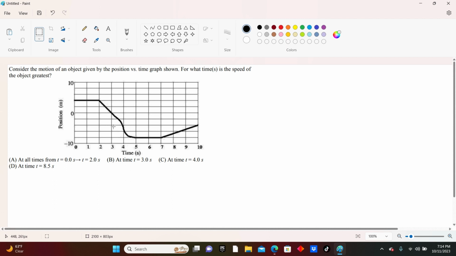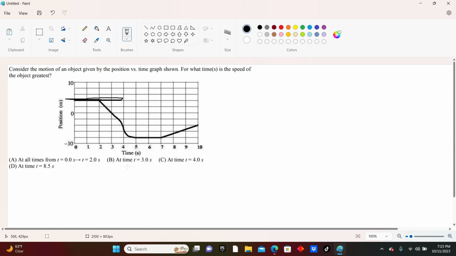So one way we can do it is just to draw a tangent line, which represents a slope at a certain time. If we look at the answer choices, choice A says at all times from t equals 0 to t equals 2. So that would be this slope right here. And at this point here, we have a horizontal slope, a horizontal line. So that indicates that the velocity is 0, or the speed is 0.